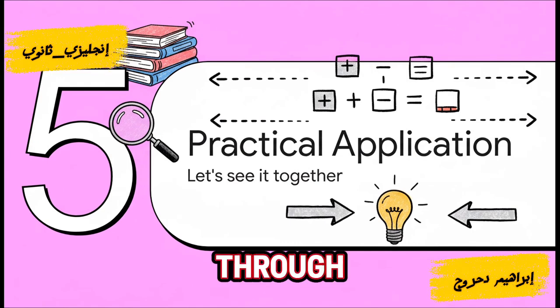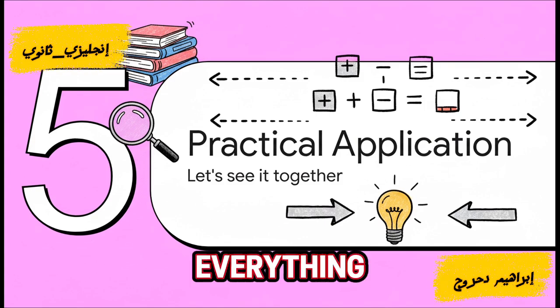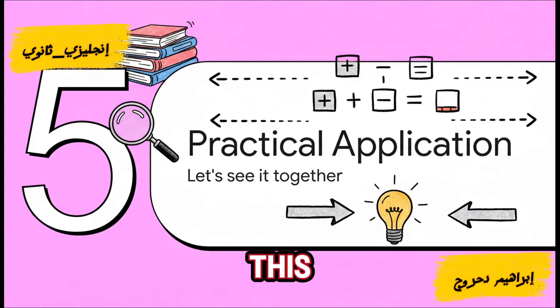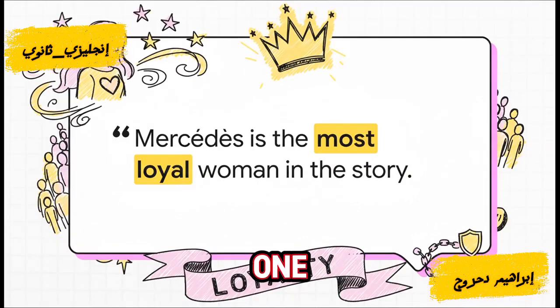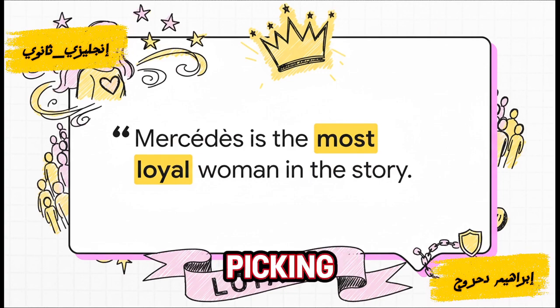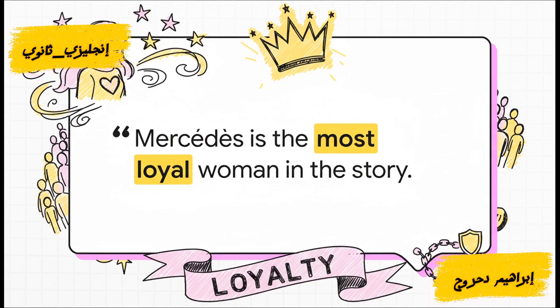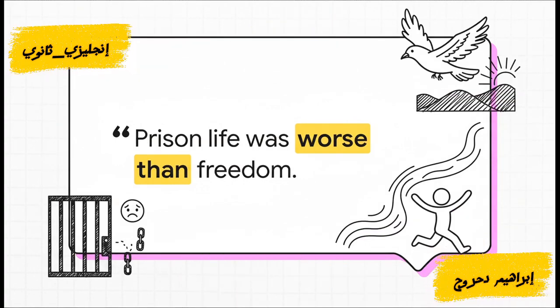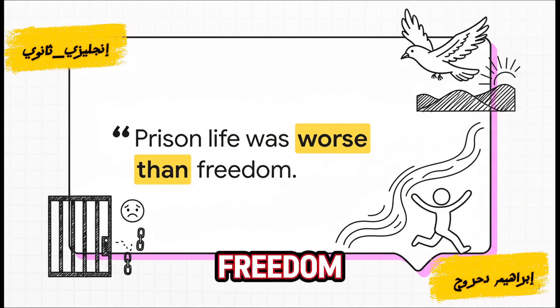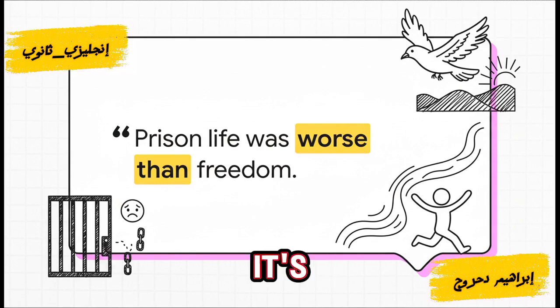All right, we've gone through all the rules, the spelling changes, and the exceptions. For this last part, let's just put everything together and look at some perfect examples of how this all works in practice. Let's start with this one. Mercedes is the most loyal woman in the story. Okay, so loyal is a long adjective, right? And because we're picking her out from all the other women in the story, we use the superlative, the most loyal. Now, how about an irregular one? Prison life was worse than freedom. Here, we're comparing two things, prison life and freedom, and the base adjective is bad. The correct comparative form isn't badder, it's worse.